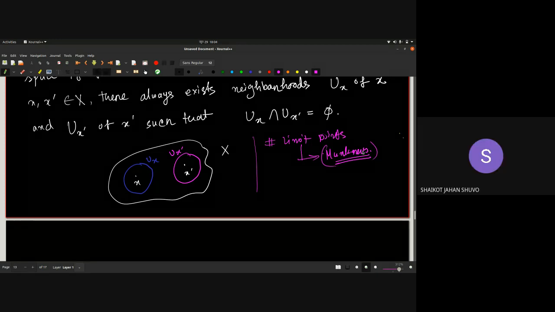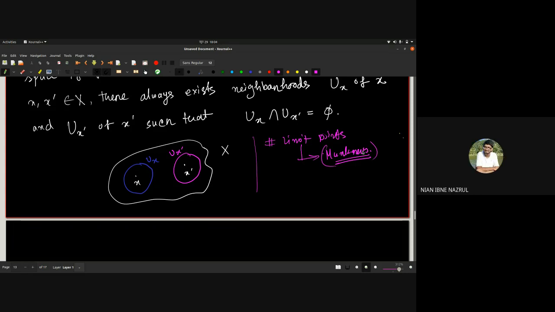Hausdorff property or Hausdorff, if you have a I space, I guess it's the other way around. Yeah, for a unique limit to exist, it has to be a Hausdorff space.